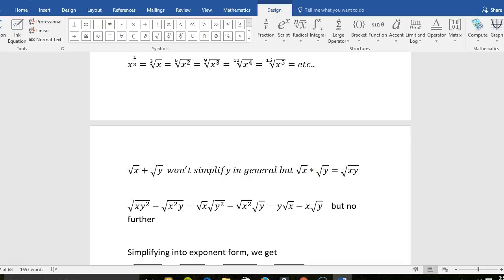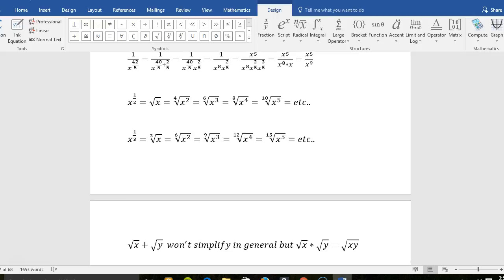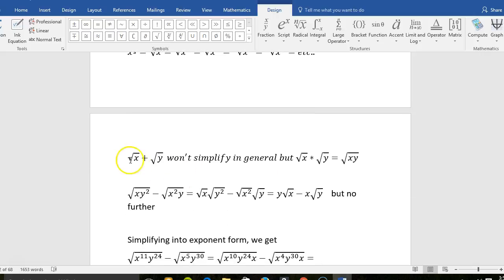Now guys, keep in mind, and I should have said a little bit about that up here, we're assuming the whole time, particularly for the half power or any even root, that x is positive. We're going to assume throughout this video that x is positive. I was assuming that the whole time here when I was doing this a minute ago, and I'm going to assume that henceforth throughout this video and through many videos. I'm assuming x is positive, or any variables, whether it's x or y or z, I'm assuming that variable is positive. I'm assuming all variables are positive. Okay, now radical x plus radical y won't simplify, but radical x times radical y is radical xy.